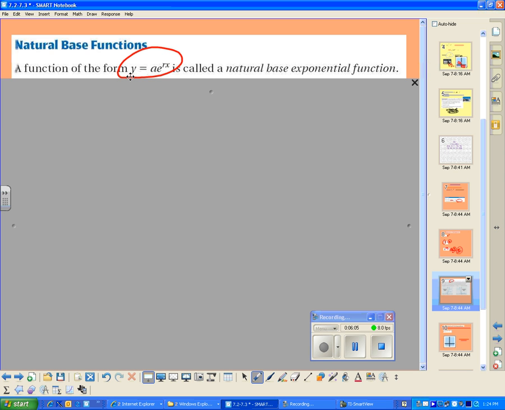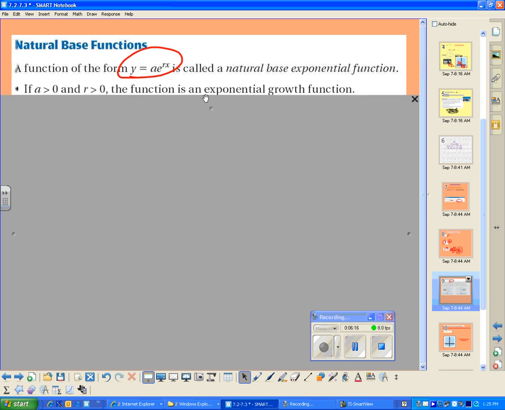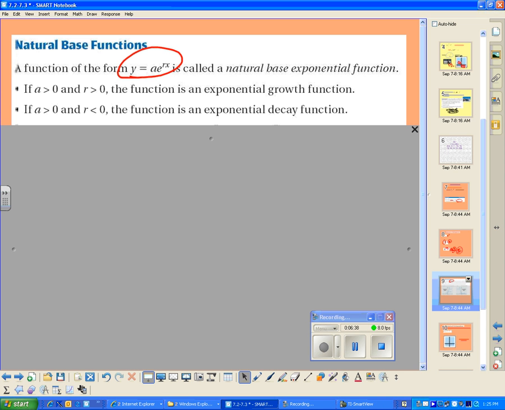This one's called a natural base. E is the natural base. Just like before, we can tell if it's growth or decay based on, in this case, A and R, since there's not a B in our equation. If A is greater than 0 and R is greater than 0, it's going to be growth. If A is greater than 0 and R is negative, it's going to be decay.